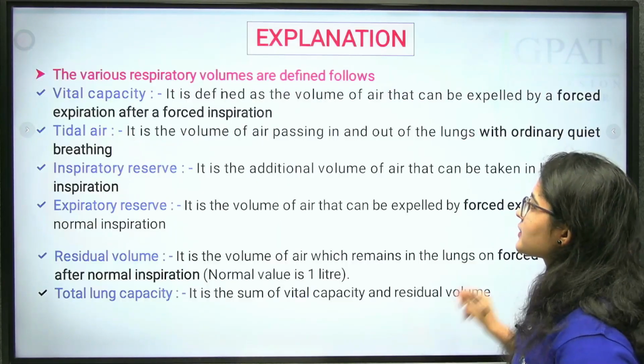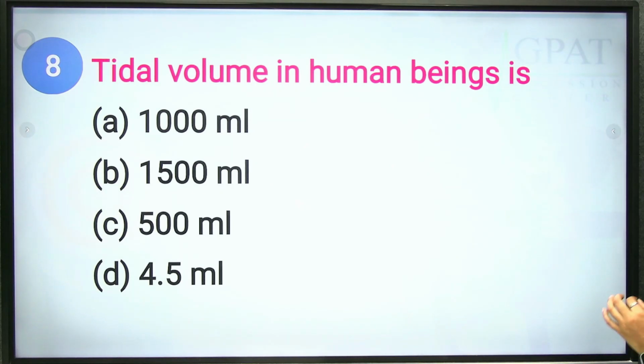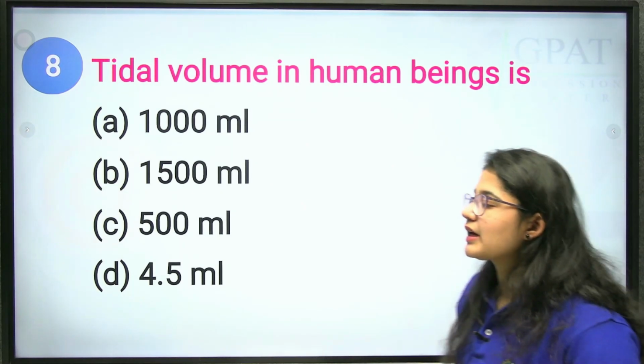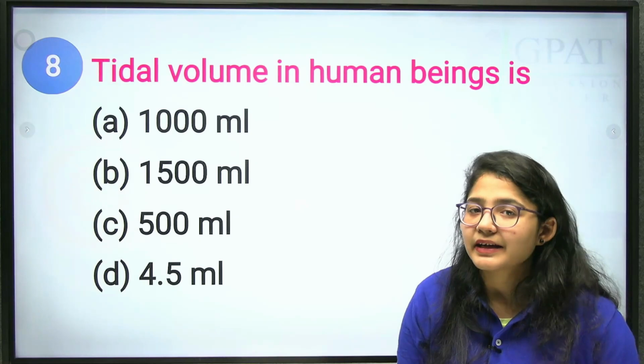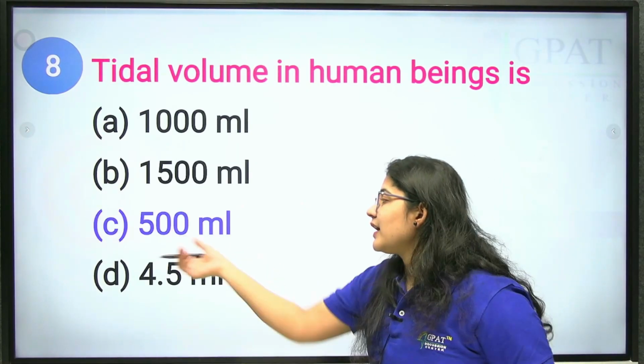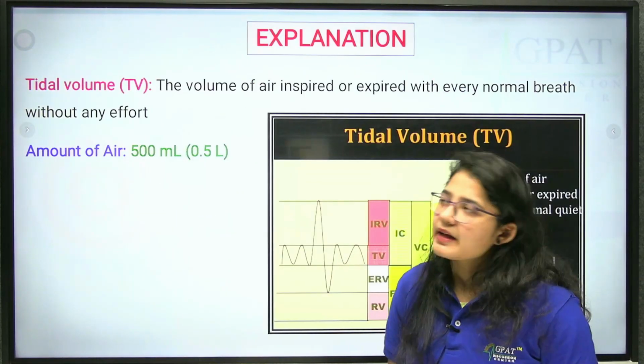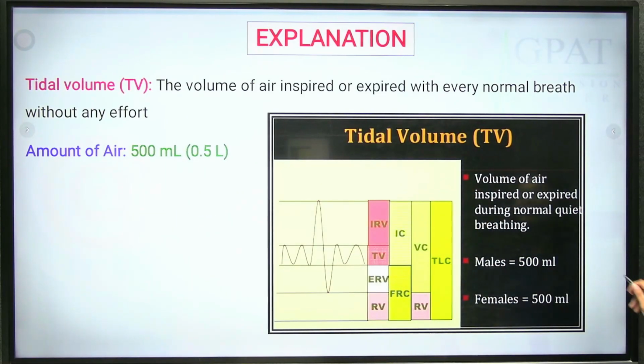Now the next question. Tidal volume in a human being is the total volume of air, that is 500 ml. How much? That is 500 ml. Clear? Next.